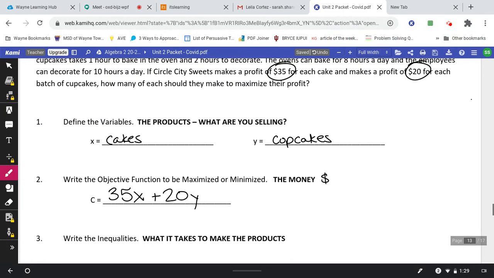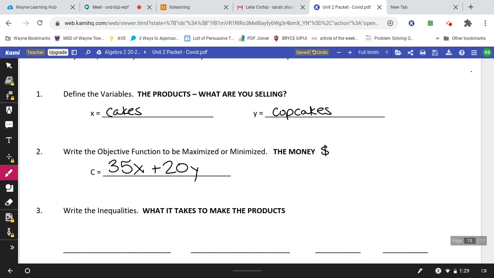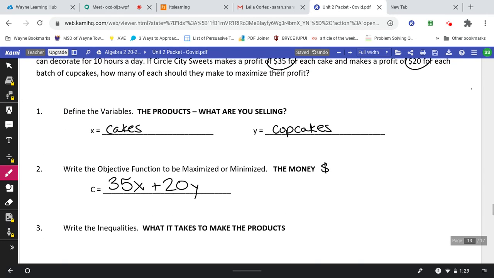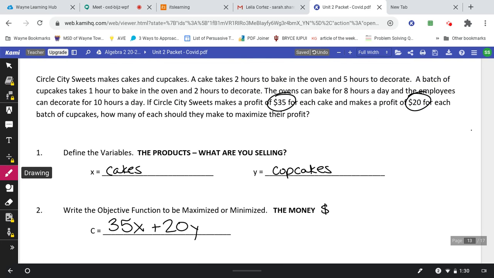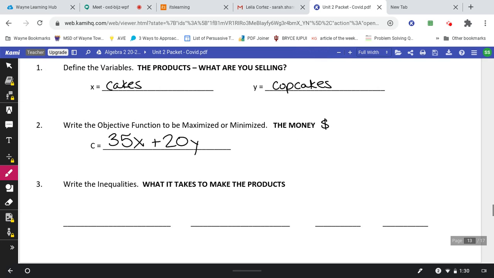All right, the next part is again ask us what it takes to make these products. So we go through looking for words that we see often. So it says it makes cakes and cupcakes. It takes 2 hours to bake, 5 hours to decorate. Okay, so baking and decorating sound like the 2 things I'm going to use. And then it kind of goes on, 1 hour to bake, 2 hours to decorate. So one of my inequalities is going to be all about baking. And the other one's going to be all about decorating.